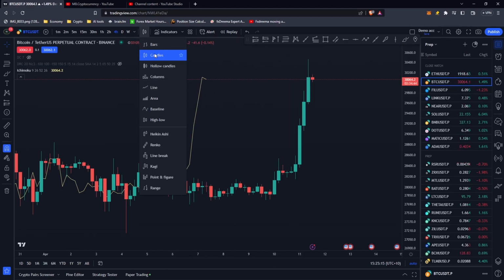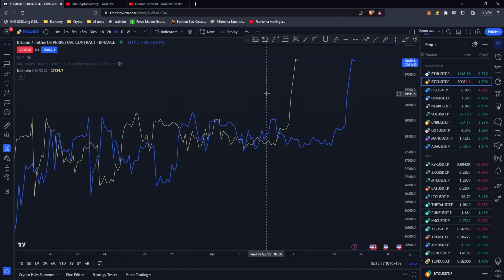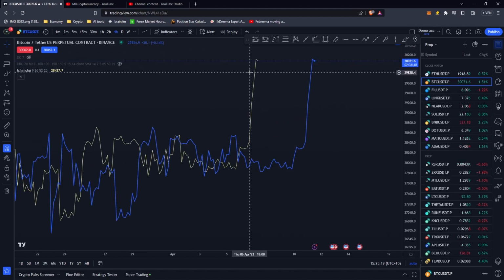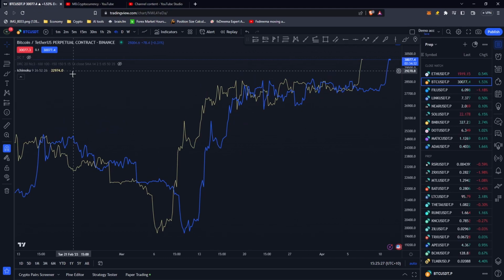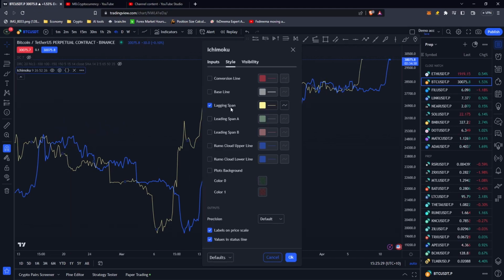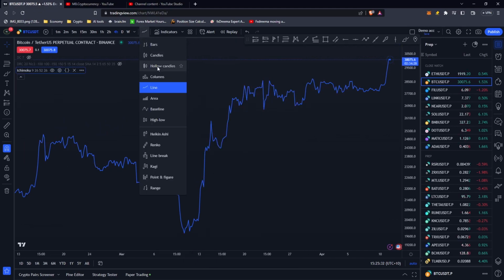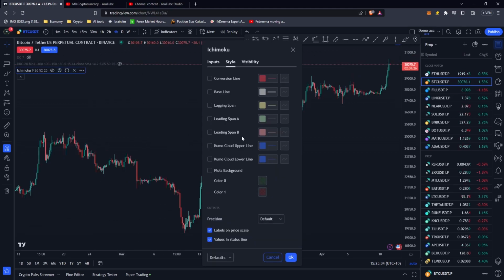For example, let me change the candles to the lines, and as you can see, these two are exactly identical, but it's just 26 candles behind, and that's why they call it a lagging span, right? So that's part as well. Let me change it back to the candles.